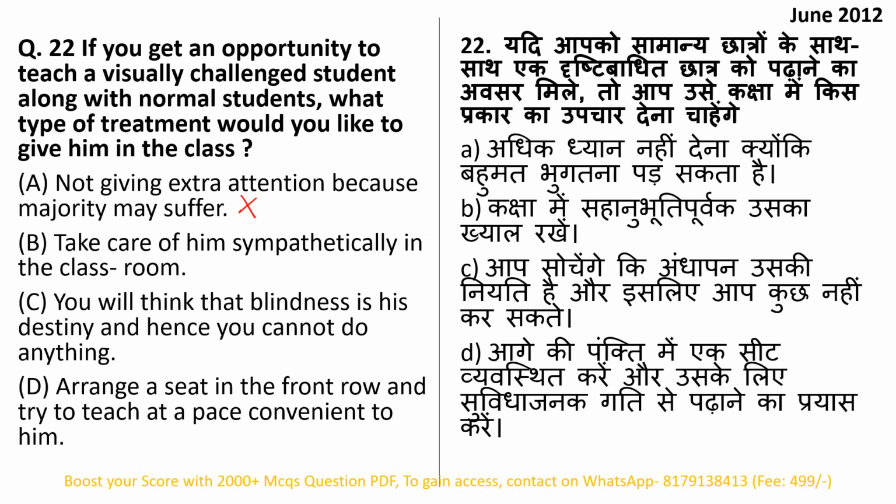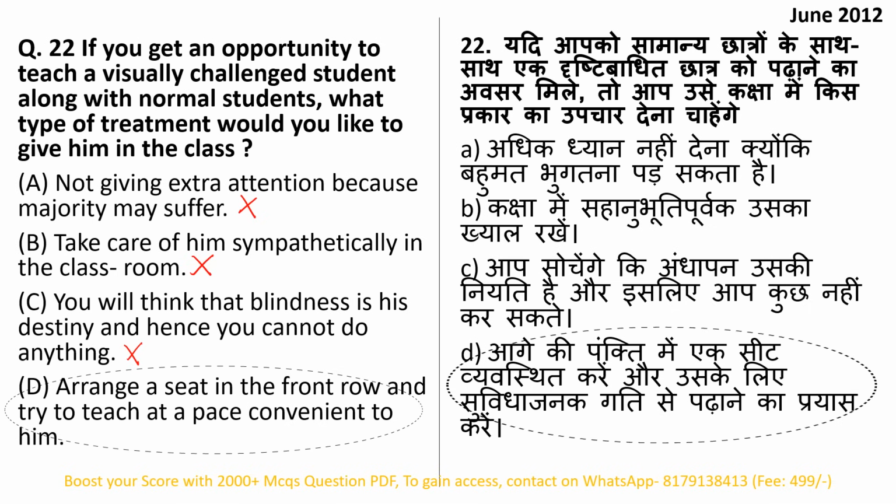Take care of him sympathetically in the classroom, this is also not right. You will think that blindness is his destiny and hence you cannot do anything. So this is also not right. The right answer is option D. Arrange a seat in the front row and try to teach at a pace convenient to him. Okay, so this comes in inclusive education.